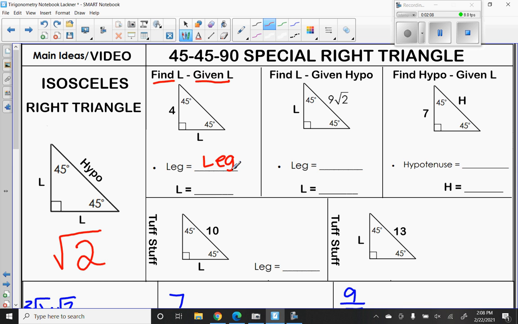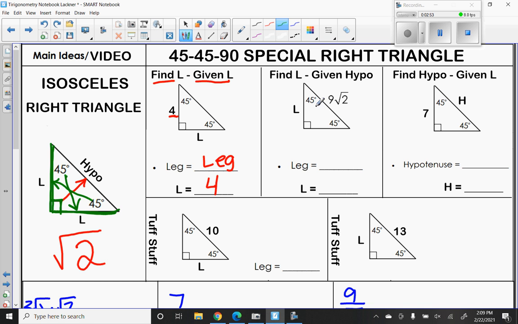It's isosceles. So in this picture, the leg L that we're looking for is 4 because the other leg is 4. So the hypo is always across from the 90. One leg is across from our 45. The other leg is across from the other 45. And our legs always meet at the right angle. So that's how you can find your legs and identify the legs.